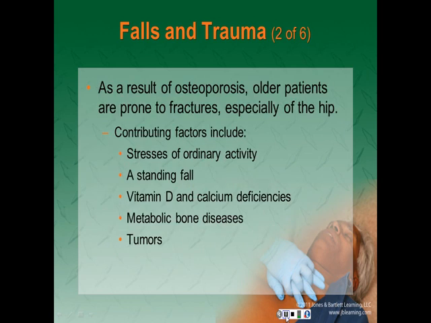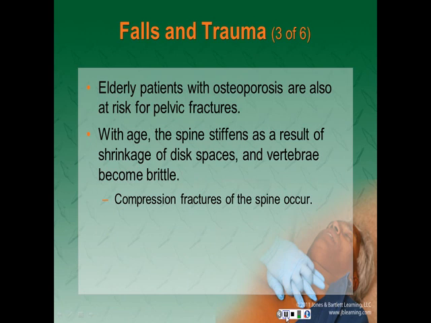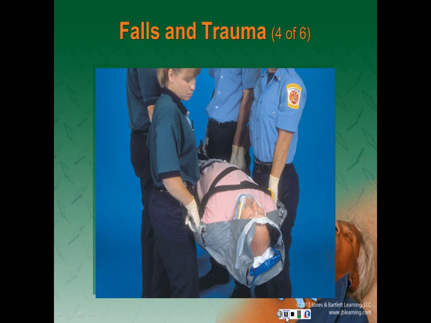As a result of bone loss from osteoporosis, older patients of both sexes are prone to fractures, especially of the hip. Hip fractures are much more common among women, and contributing factors include stress of ordinary activity, a standing fall, vitamin D and calcium deficiencies, metabolic bone diseases, and tumors. Injuries to the hip also tend to be reoccurring. Elderly patients with osteoporosis are also at risk for pelvic fractures. Recovering from these kinds of injuries can be complicated for the elderly. With age, the spine stiffens as a result of shrinkage of disc spaces and vertebrae become brittle. Compression fractures of the spine are more likely to occur.